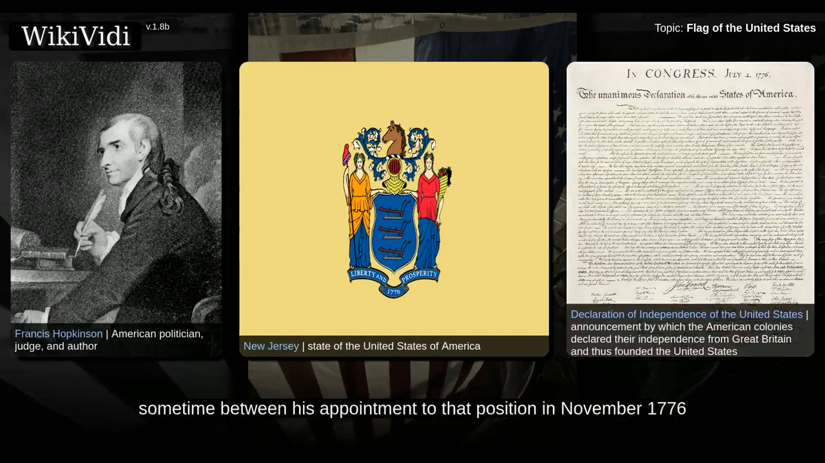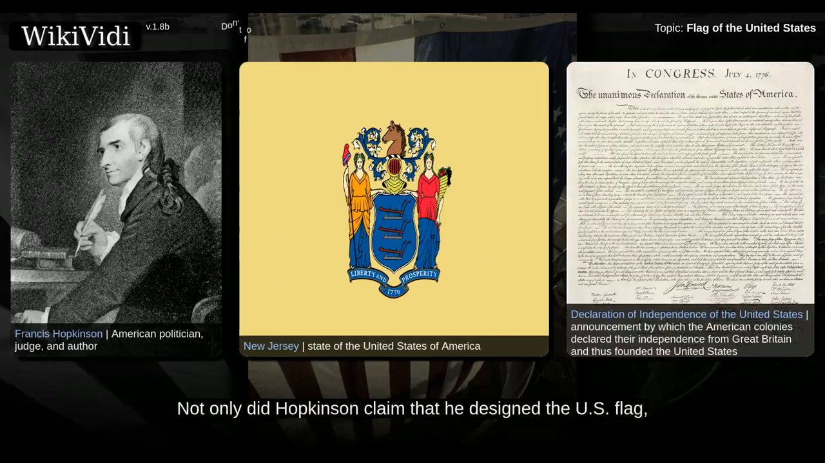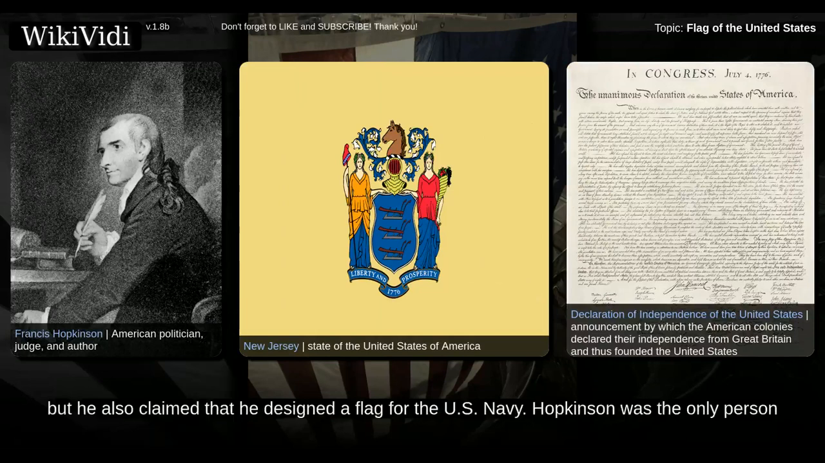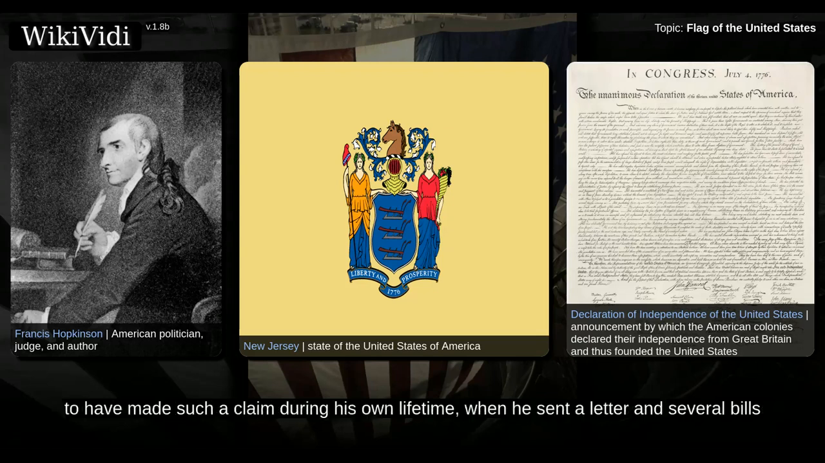Sometime between his appointment to that position in November 1776 and the time that the flag resolution was adopted in June 1777, the Navy Board was under the Continental Marine Committee. Not only did Hopkinson claim that he designed the U.S. flag, but he also claimed that he designed a flag for the U.S. Navy.